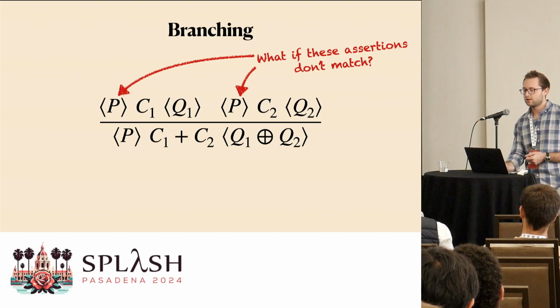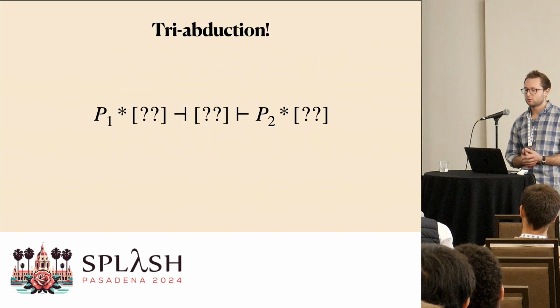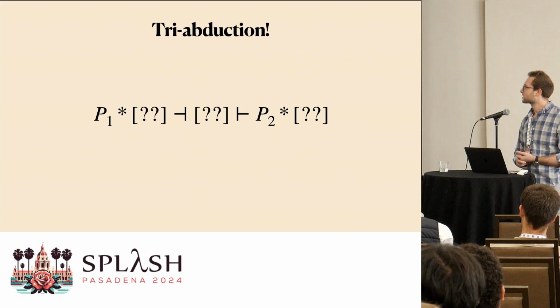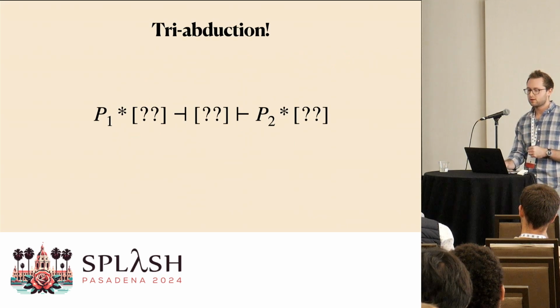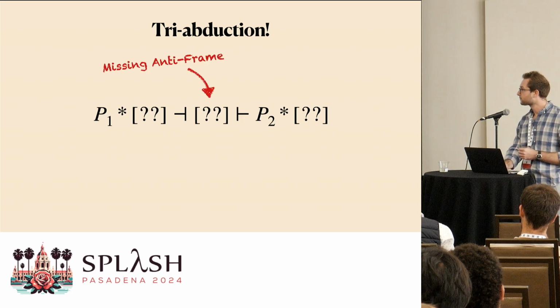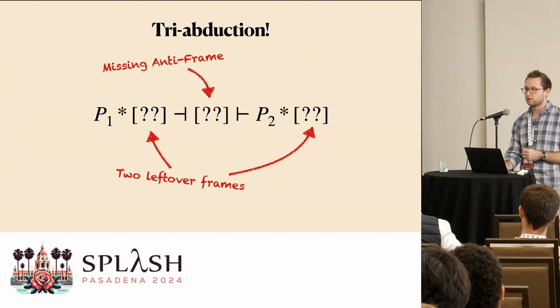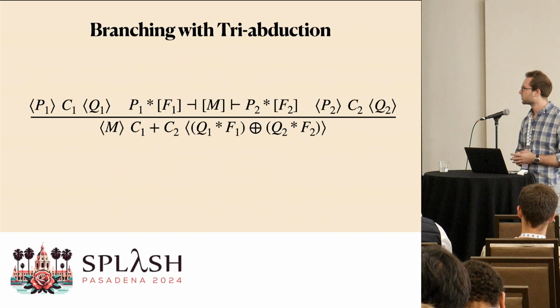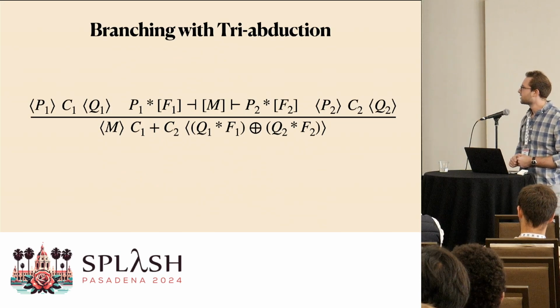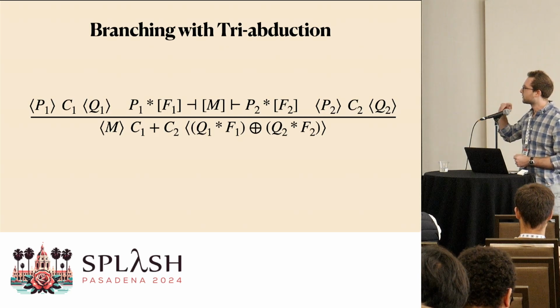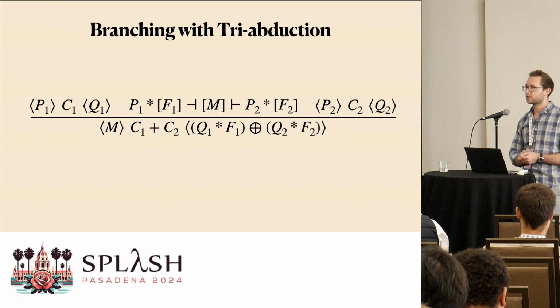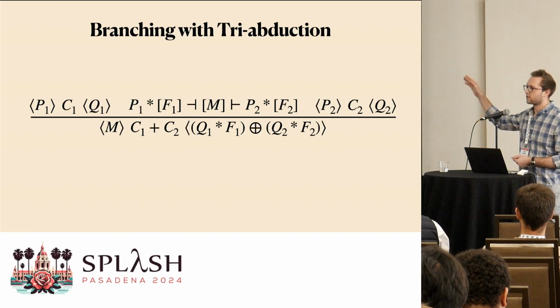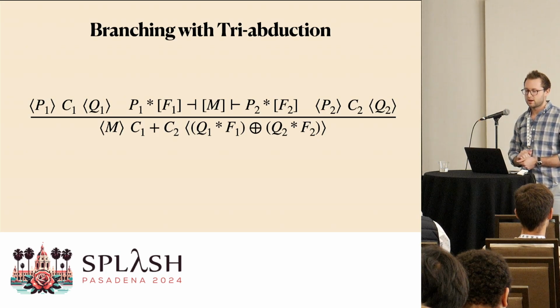To solve that problem, in this paper, we introduced a new entailment procedure, which we call tri-abduction. Tri-abduction is similar to bi-abduction, but there are now three unknowns. So you have a missing frame still, and then two leftover frames that you have to find. We can create a branching composition rule with tri-abduction, where we have our two pre-computed specifications. We use tri-abduction to find the precondition that's like the common precondition among them, and then we can add the leftover frames to the two postconditions. So this allows us to analyze branching behavior compositionally.